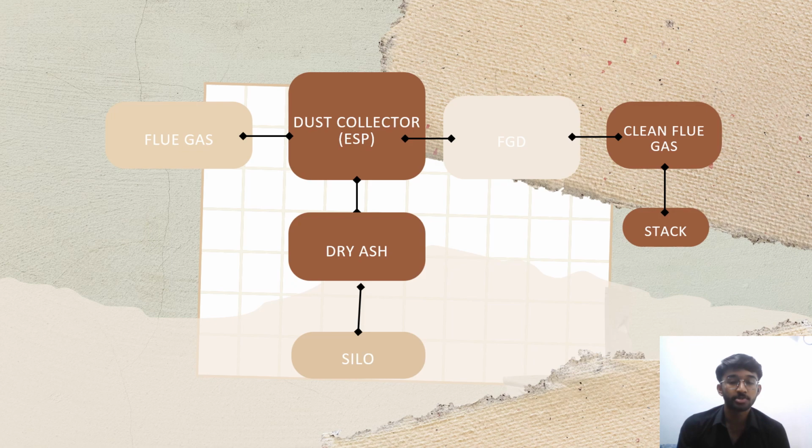So this is the flow chart of the ESP. Firstly, it starts from the flue gas, which then goes into the dust collector, which is the electrostatic precipitator, which then goes into the dry ash silo. From the dust collector, it also goes to the FGD, which produces the clean flue gas, which finally ends up in the stack.